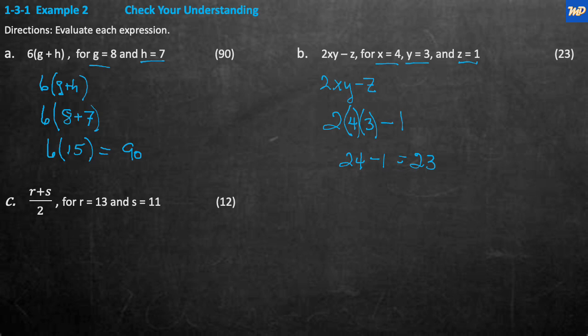Now down for C. Down here, let's not forget C. R plus S divided by 2. So what does this say? First of all, R plus S divided by 2. And we're going to replace R with 13 and S with 11.